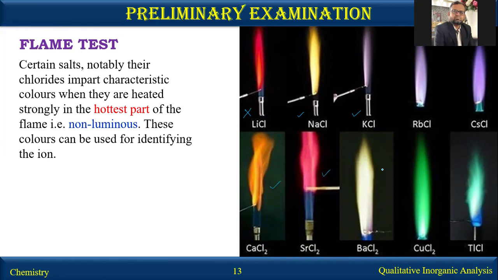Strontium gives crimson red color. Barium gives light green color that is called apple green. Copper gives green color flame, and titanium gives yellow color flame. How is this test performed? Listen.